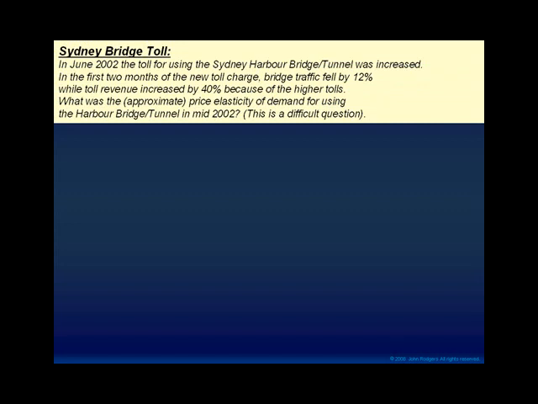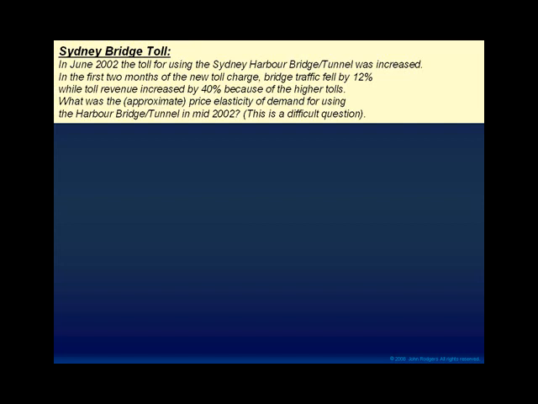The question states, in June 2002, the toll for using the Sydney Harbour Bridge tunnel was increased. In the first 2 months of the new toll charge, bridge traffic fell by 12%, while toll revenue increased by 40% because of the higher tolls. We're asked what was the approximate price elasticity of demand for using the Sydney Bridge tunnel in mid-2002. Note, this is quite a difficult question, and your algebra will have to be good to follow the answer.